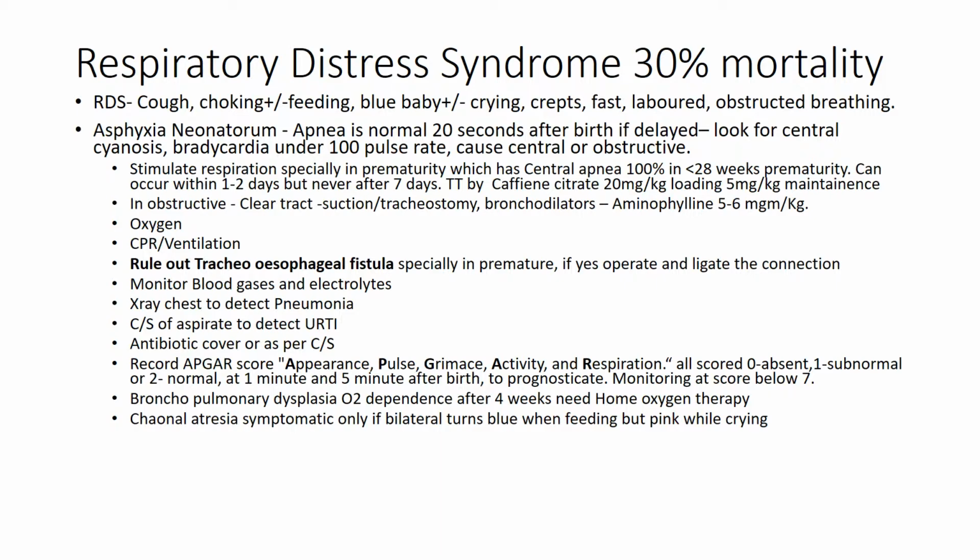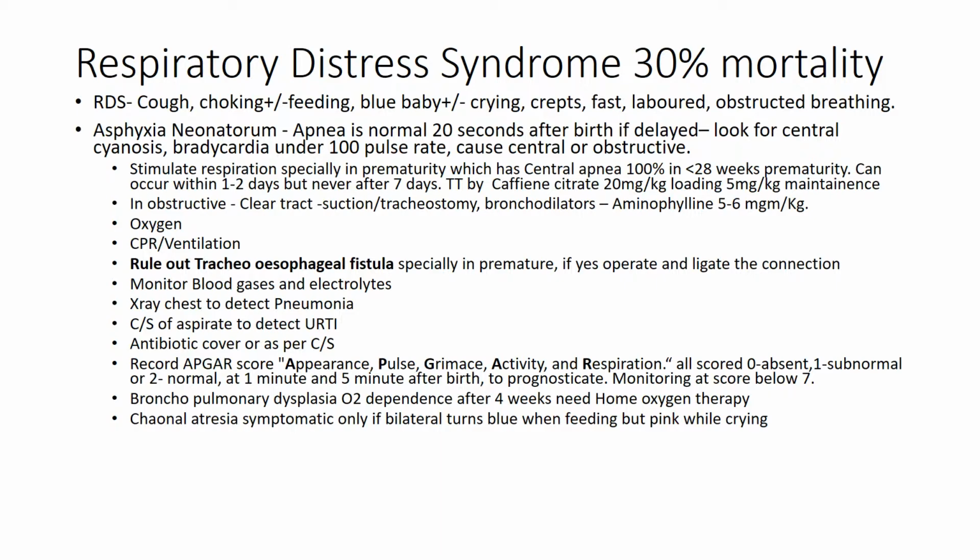Oxygen, CPR, and ventilation. If there is repeated RDS, tracheoesophageal fistula has to be ruled out, especially in premature babies. If yes, operate and ligate the connection. Blood gases and electrolytes are monitored. X-ray chest to detect pneumonia. Culture sensitivity of aspirate to detect URTI. Antibiotic coverage as per culture sensitivity.